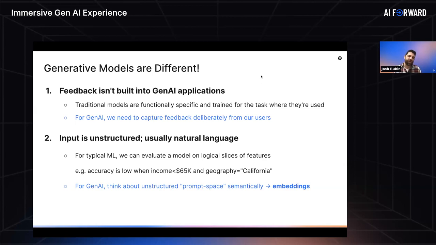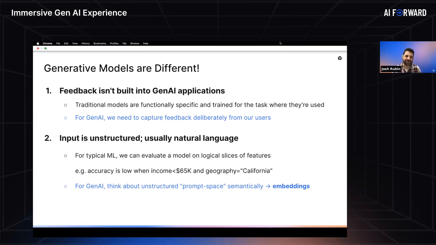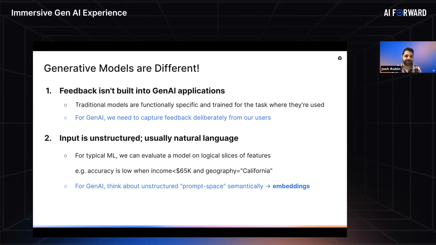Cool. So the second point here is that input is unstructured. Usually it's natural language. So, for traditional structured ML, if you have a model that's, for example, trying to make a credit lending decision for credit applicants, you can form these nice logical segments of the data by forming these logical constraints on some data segments. So you can say something like accuracy is low when the applicant's income is below this amount and geography is California, right? And so within that little box in your structured space, you can score the model and answer questions about whether it's performing well or not.